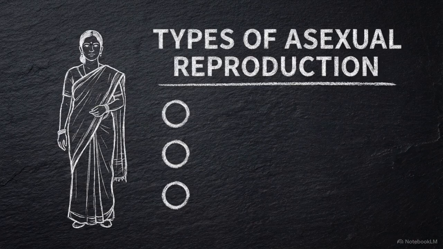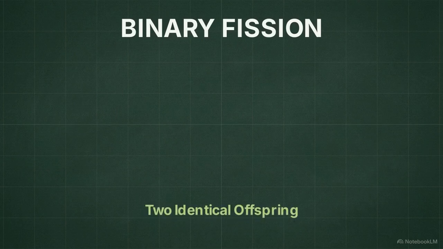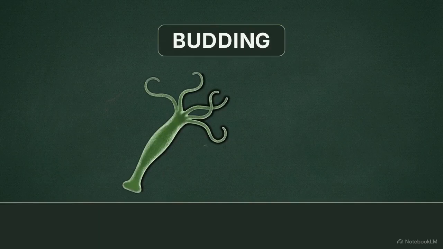Simple organisms have a few different ways to create these copies. In binary fission, a single-celled amoeba stretches out and splits in two. Now you have two identical, independent lives where there was only one. Then there is budding. A small version of the parent grows right out of its side. Once it's ready, it detaches and drifts away to grow up on its own.